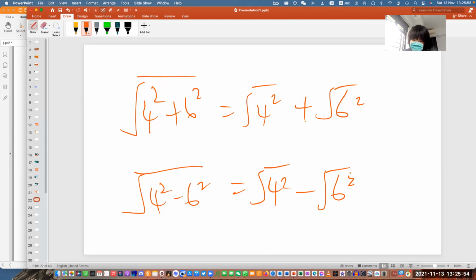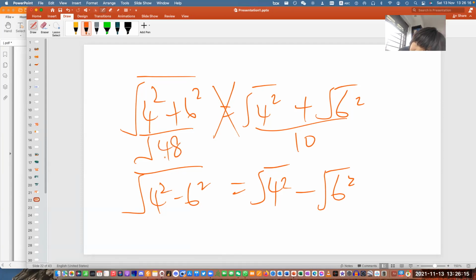I think so. Cannot. You know why? Cannot. You see, if you use your calculator, you will see that they are not equal. If you add it together inside the square root, it will not create 10. This is 16 plus 32. 16 plus 32 is 48. So square root 48 is not equal to 10.